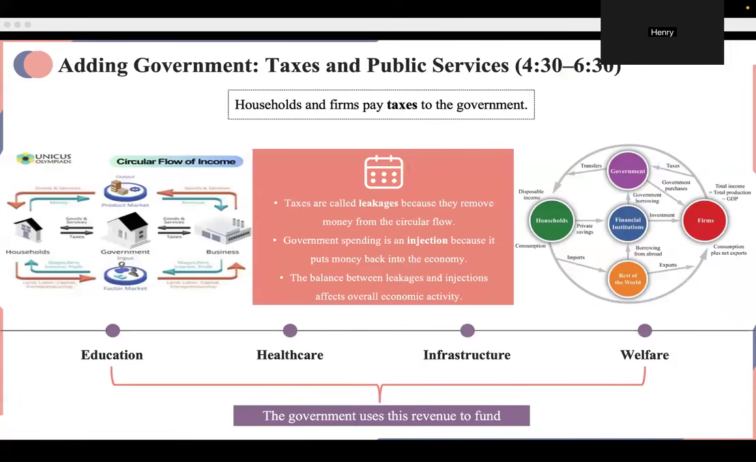Now, we make the model more realistic by adding the government. Households and firms pay taxes to the government. Taxes are called leakages because they remove money from the circular flow. The government then uses this revenue to fund education, healthcare, infrastructure, and welfare. Government spending is called an injection because it adds money back into the economy.